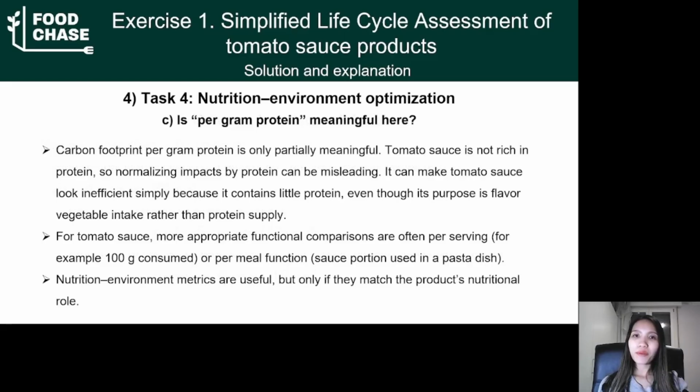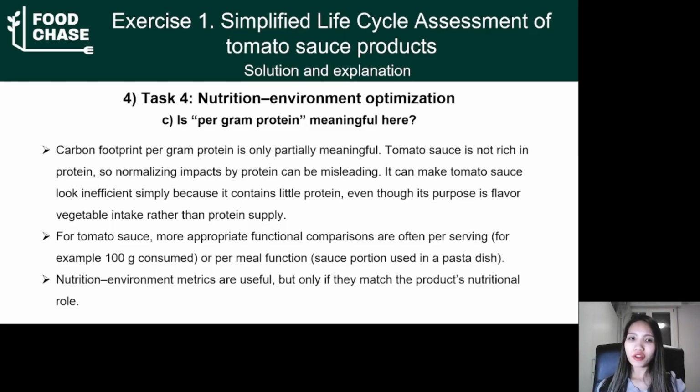Is per gram protein a meaningful indicator here? The carbon footprint per gram protein is only partially meaningful because the tomato starch is not rich in protein. So normalizing the impact by protein can be misleading. It can make tomato starch look inefficient simply because it contains little protein, even though its purpose is to favor vegetable intake rather than protein supply.